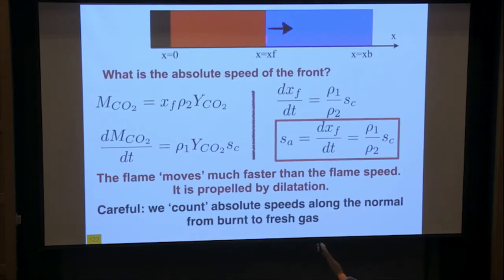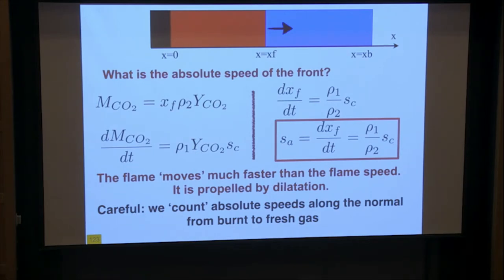What is the speed of this point here? Okay. How do I find that? Well, an easy way to do that is to do mass conservation of the CO2 which is here. Everything which is red is full of CO2, okay? I can compute the mass of CO2 here.